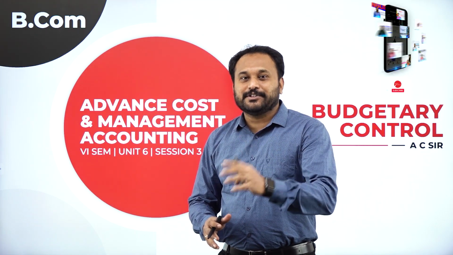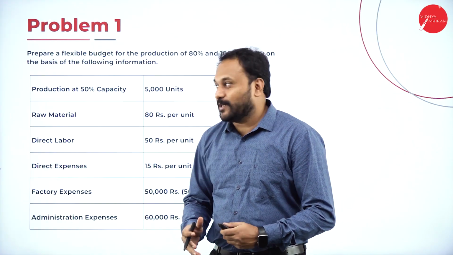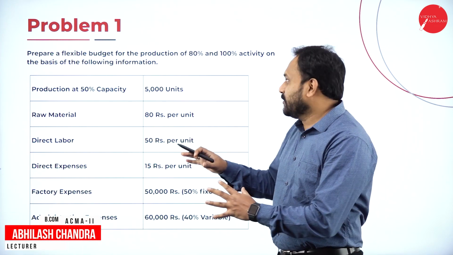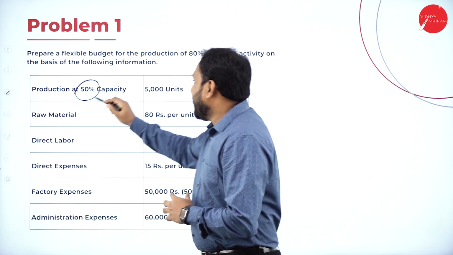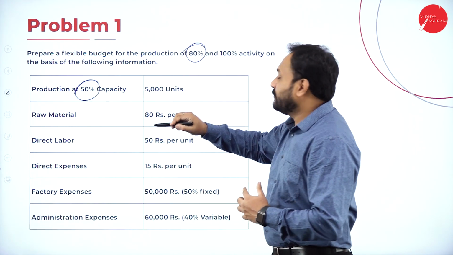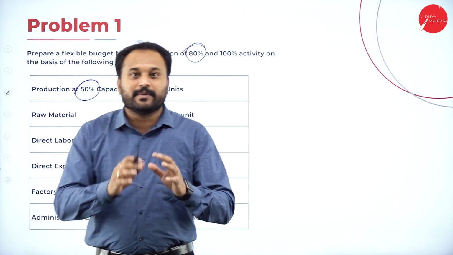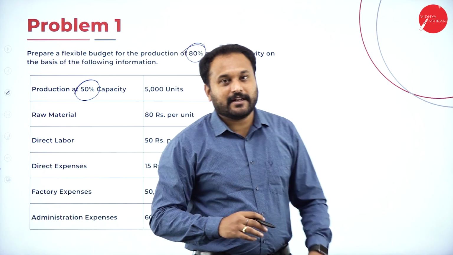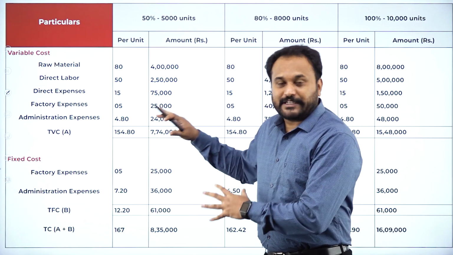And students, I had given you the homework of flexible budget. Let's check what exactly the problem was. Problem 1 of flexible budget, where I had explained how to calculate for 50% capacity, and I even told you how to calculate for 80%. I had given you homework saying you are supposed to show me what exactly the 100% capacity will look like. And let's go with our tabulation.